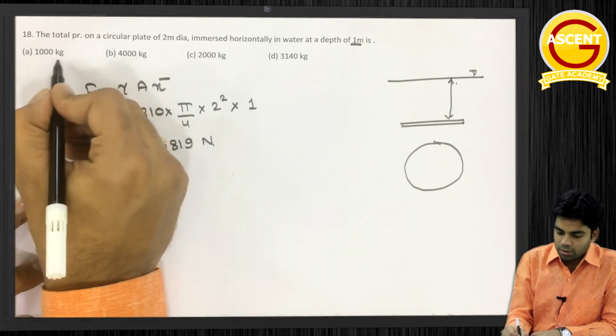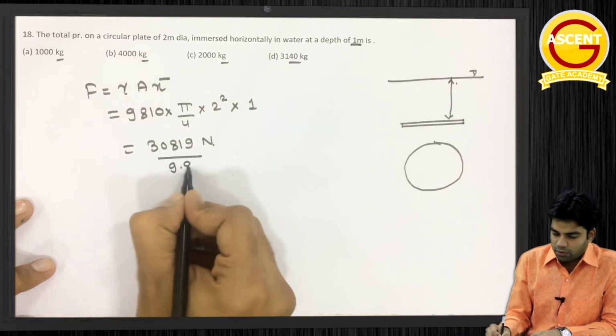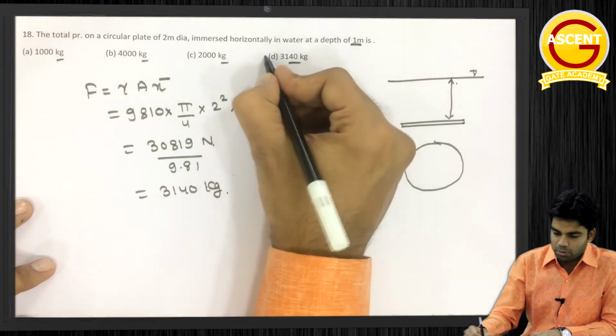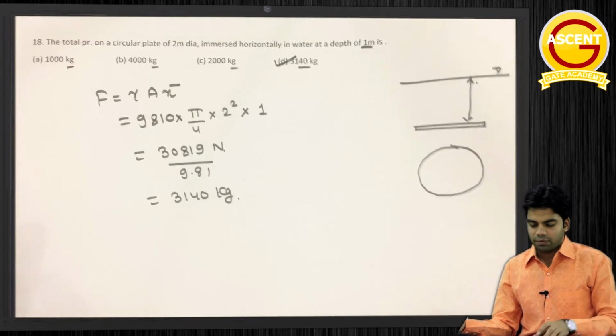Okay, but the option given is in kg, so just divide it by 9.81. So this will be 3140 kg. Okay, so answer should be B. Getting this? Just check the answer before determining the final answer.